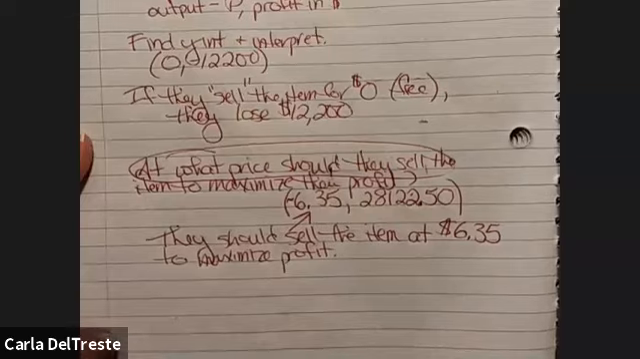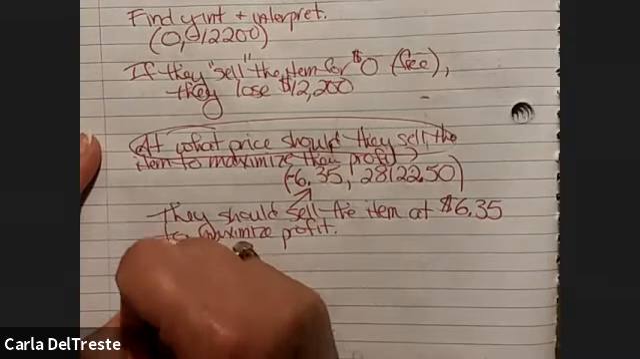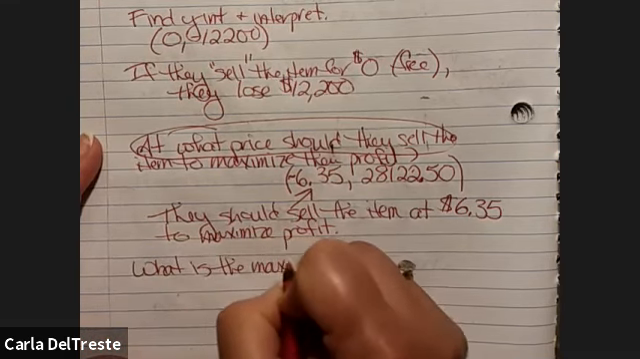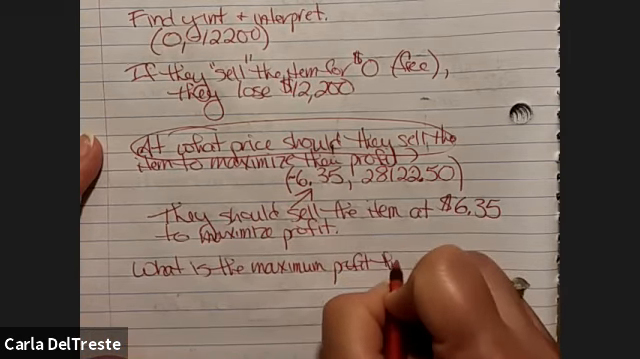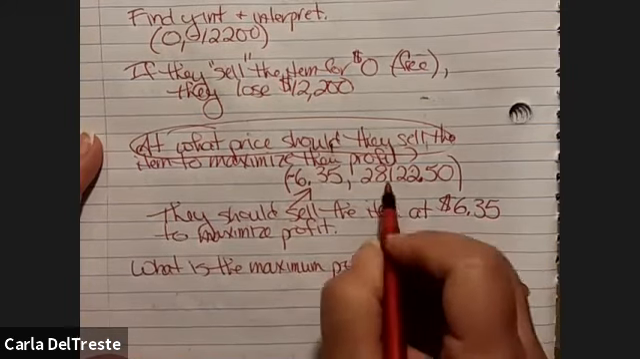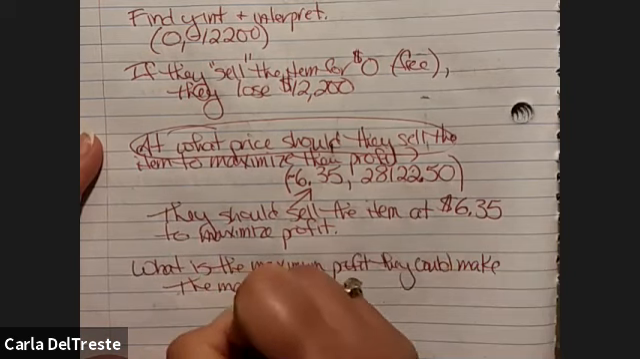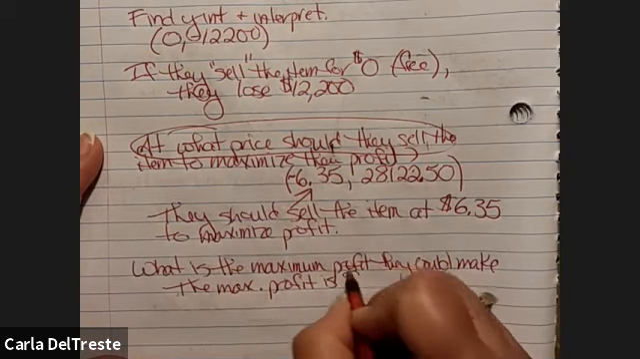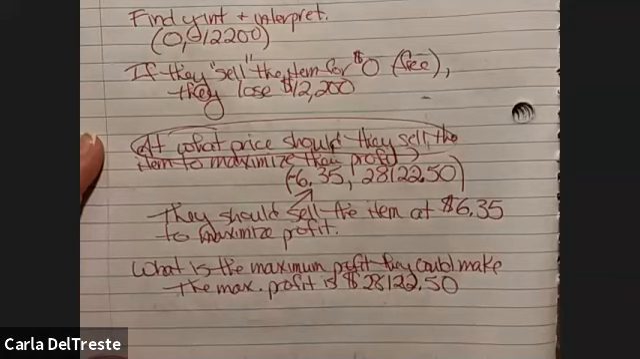Can you guess what the follow-up question to that would be? The follow-up question would be, what is the maximum profit they could make? Good news is, we've already kind of answered that by looking for the vertex. The maximum profit is $28,122.50.